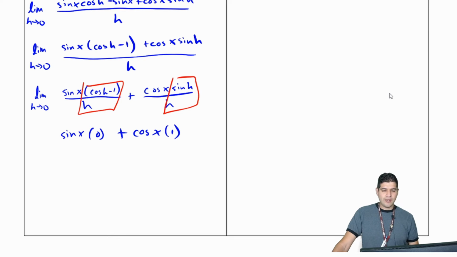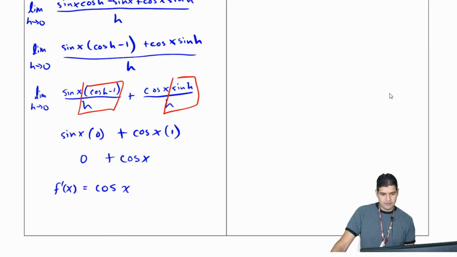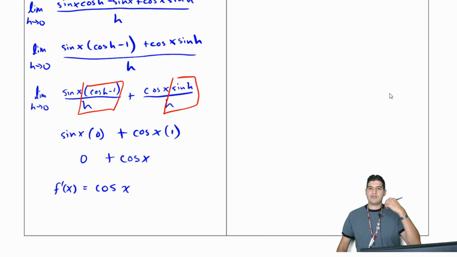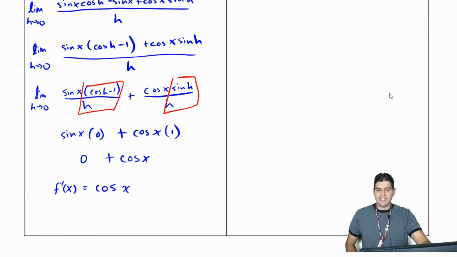And so what's going to happen now, I have sine of x times 0. So I get 0 plus cosine of x. So let's write this out then. So I get f prime of x is equal to cosine of x. So remember, our original function was sine of x. The derivative of that is cosine of x.